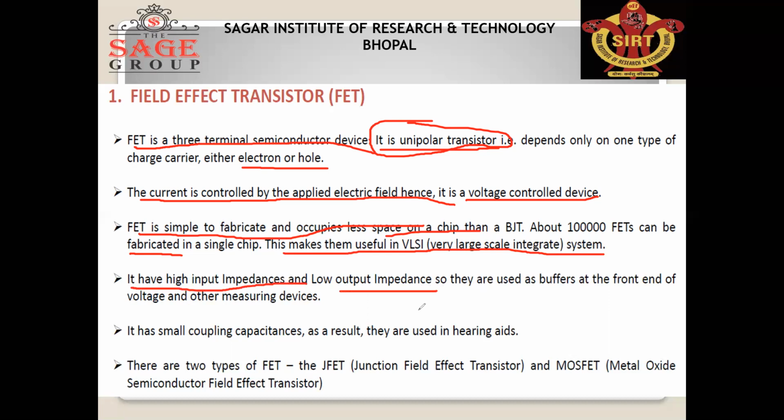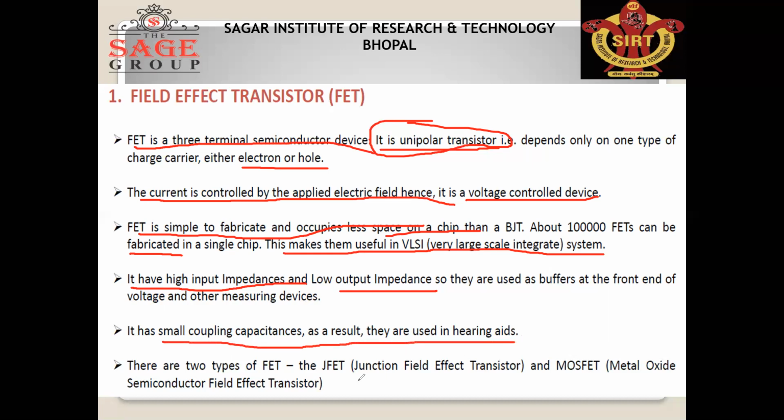This is in contrast to BJT, which has low input impedance and high output impedance, whereas FET has low output impedance and high input impedance. That's why it is used as a buffer in front end of voltmeters and other measuring devices. So FET is most popularly used as a buffer because it has high input impedance and low output impedance. Again, it has high coupling capacitance. As a result, they are used in hearing aids.